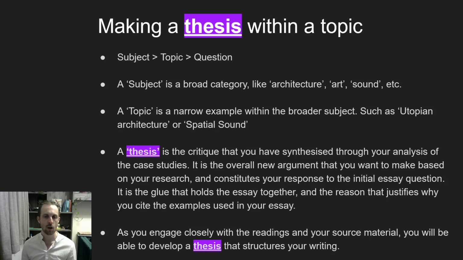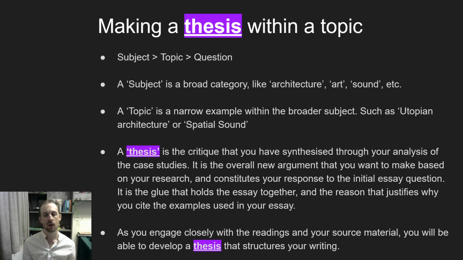The thesis is the overall new argument that you want to create based on your research, and it constitutes your response to the initial essay question. The thesis is the glue that holds the essay together. It's the argument that you're making, and it's the reason that justifies why you look at the examples that you look at, and really why all of these paragraphs are put together in the first place.